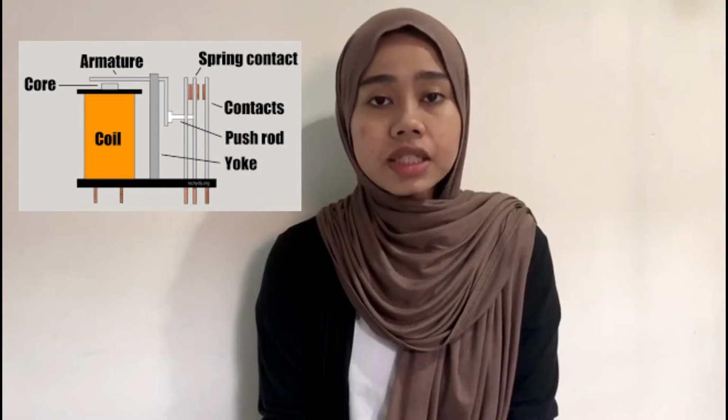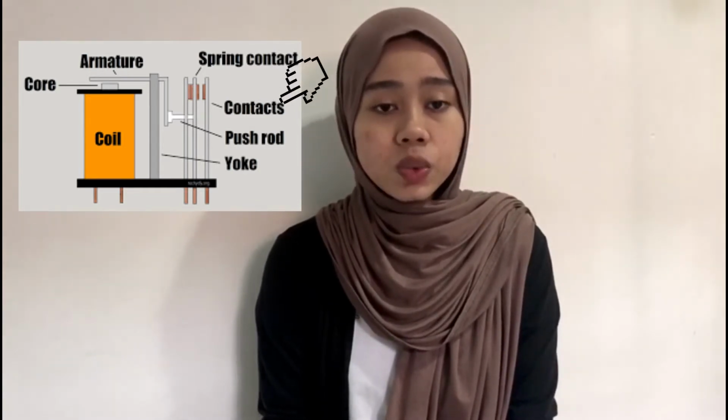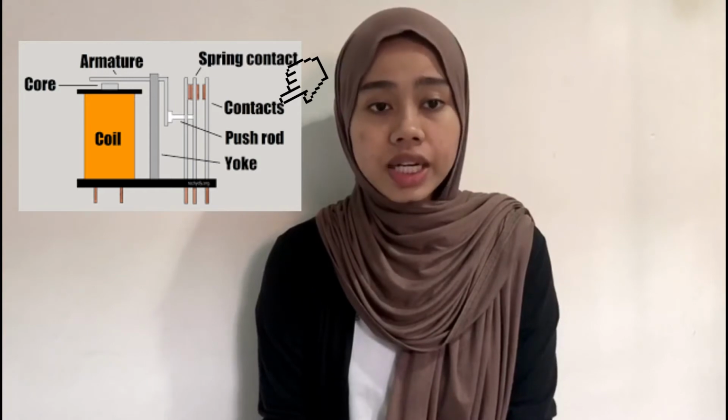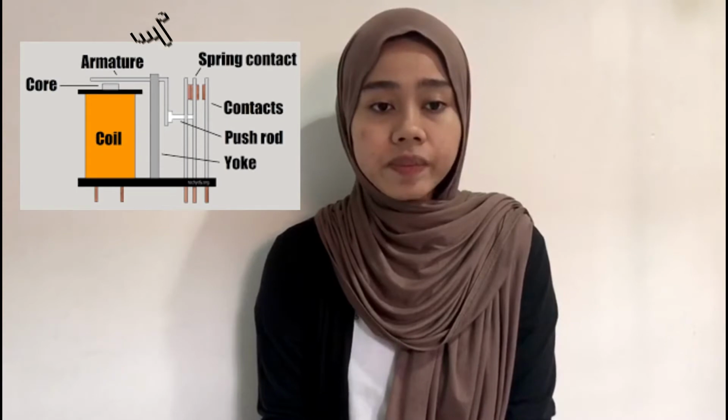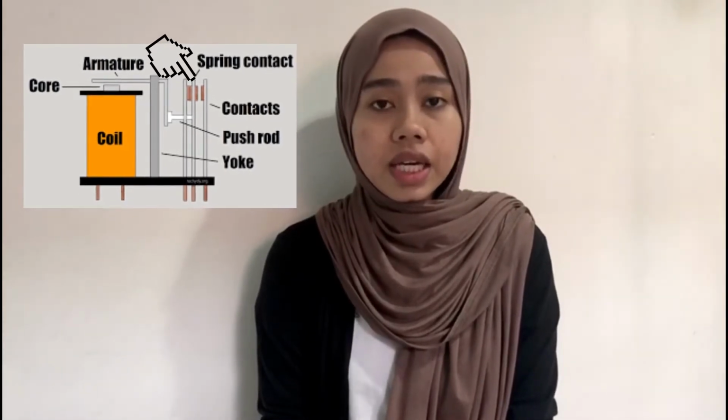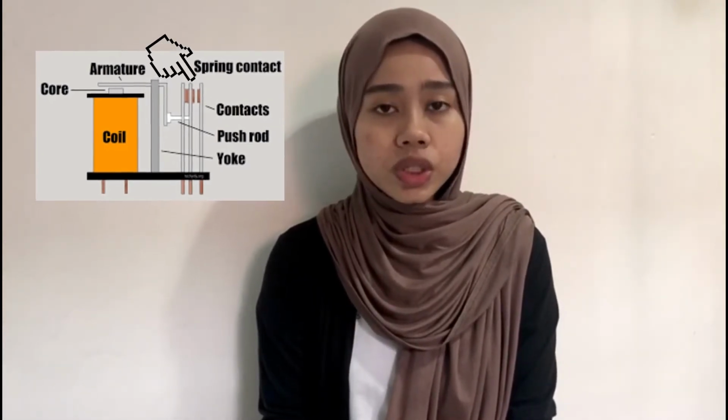The third part is the switch point contacts. The switch point contacts in a relay are used for the switching purpose. The last part is the spring. The spring can be adjusted and is also used for the switching purpose of the relay.